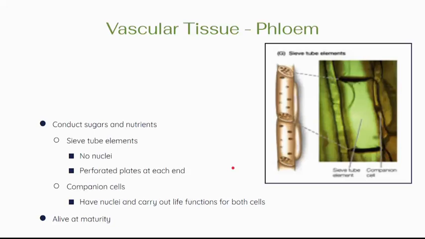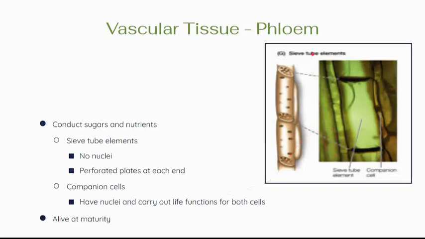Now, vascular tissue, we're going to talk about phloem. Phloem is basically the counterpart of xylem. It transports sugar and nutrients and basically food. It has no nuclei and it has plates at each end, these little things that make them look like bamboos. Their companion cells have nuclei and carry out life functions for both cells. They are alive at maturity, unlike xylem, which kind of dies. So the companion cells actually manage life functions for these tubes, even though we don't think they're really alive. But yes, phloem are alive, and they actually allow bidirectional nutrient transport.